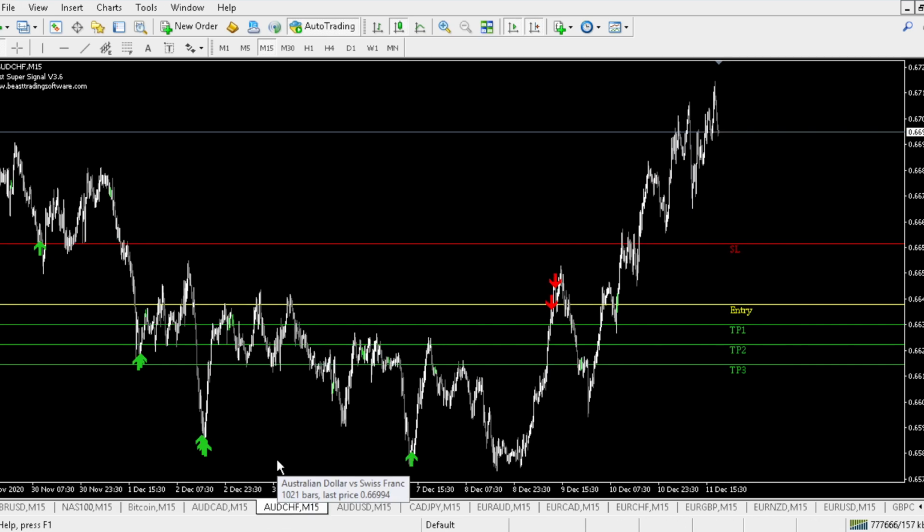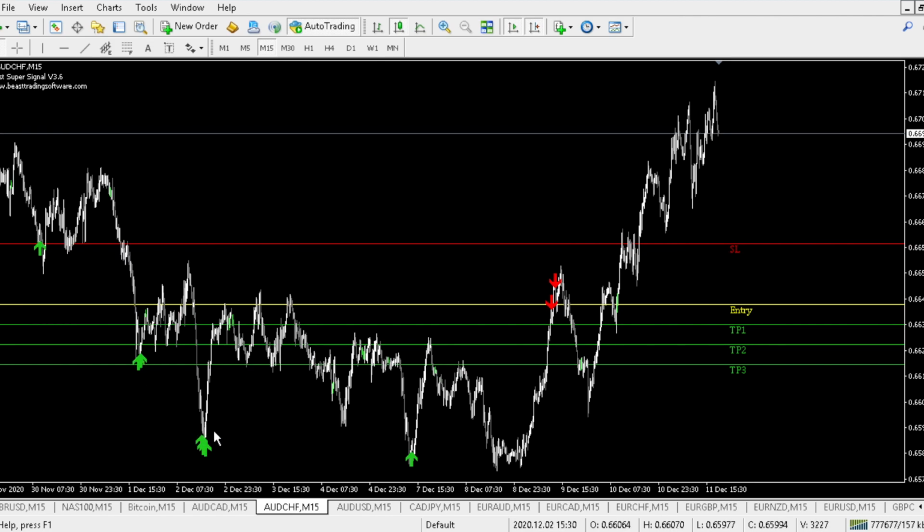Sticking on the Australian dollar, this time with the Swiss franc. Looking back the last couple of weeks, quite a few signals on this pair. This was a win. We had 2 wins over here. Looks like 3 signals on this one. So this was 3 wins over here, a win over here. I can't say for certain if this signal here might have hit stop loss.